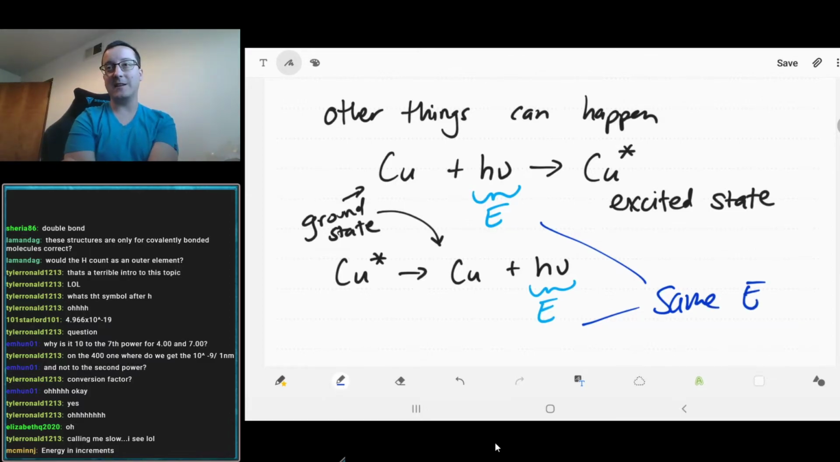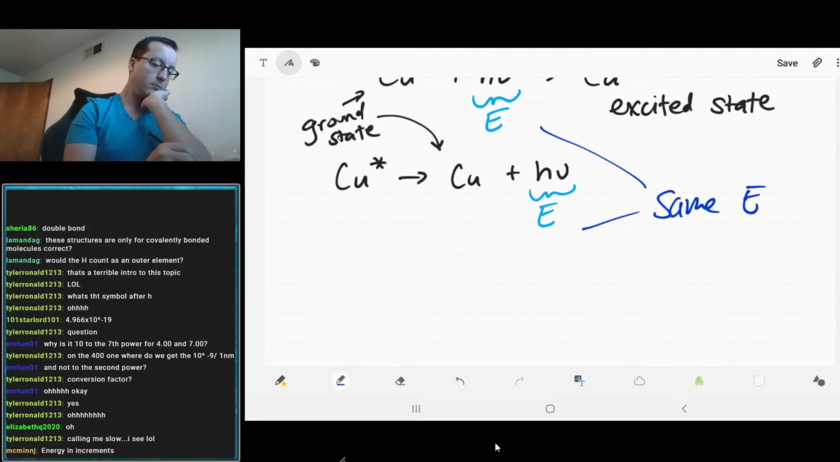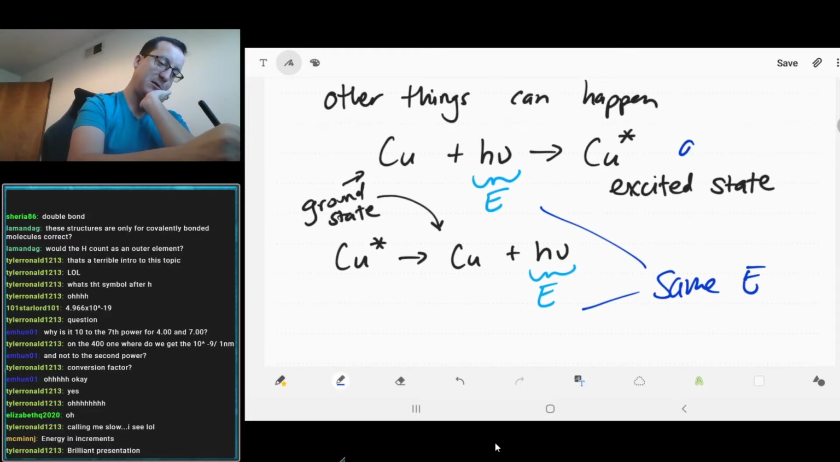So the energy that went in just excited the copper, and it's going to release it later, and it's going to have the same energy. There are other processes like fluorescence or phosphorescence where it's going to have different energy, but just plain old emission will have the same energy. This one is called absorption, by the way. This one is called emission.